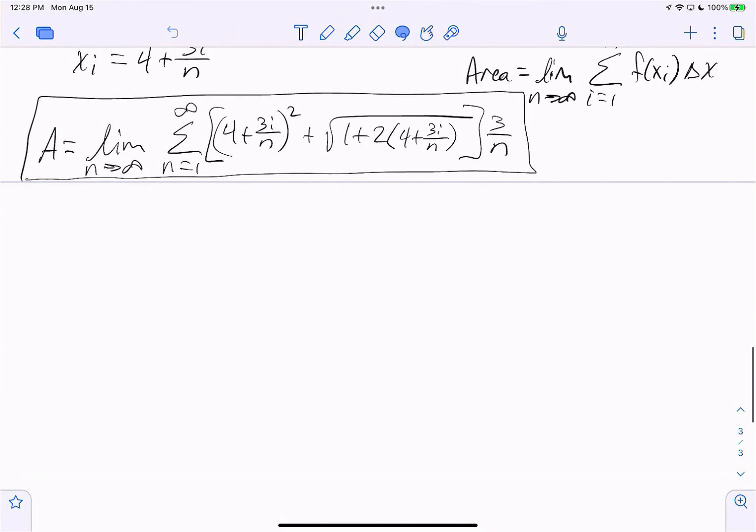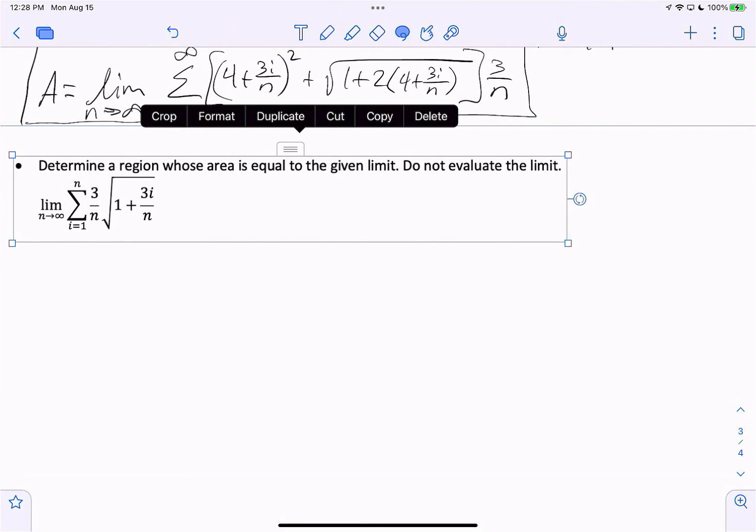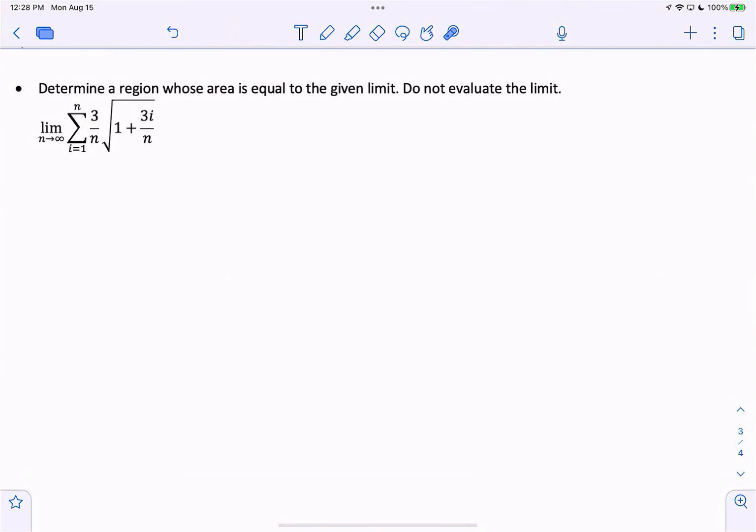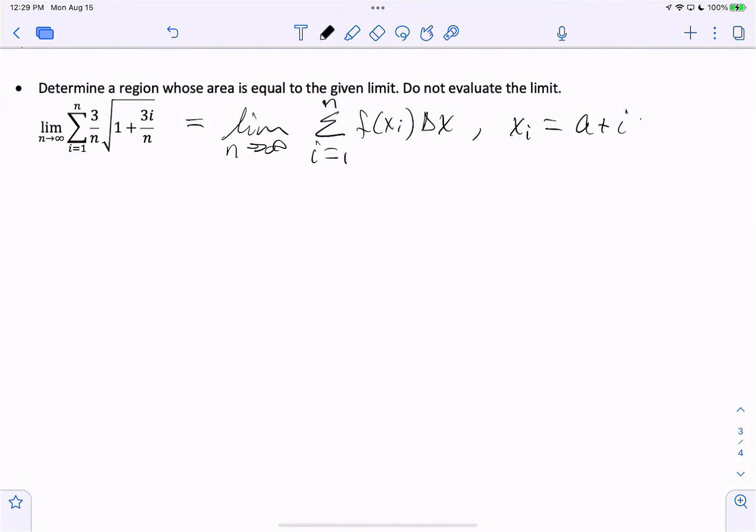Now we're going to do this in reverse. Determine a region whose area is equal to the given limit. Do not evaluate the limit. The idea here is that this is equal to the limit as n approaches infinity of the sum as i goes from 1 to n of some f of x sub i times delta x, where x sub i is equal to a plus i times delta x, and delta x is equal to b minus a over n.